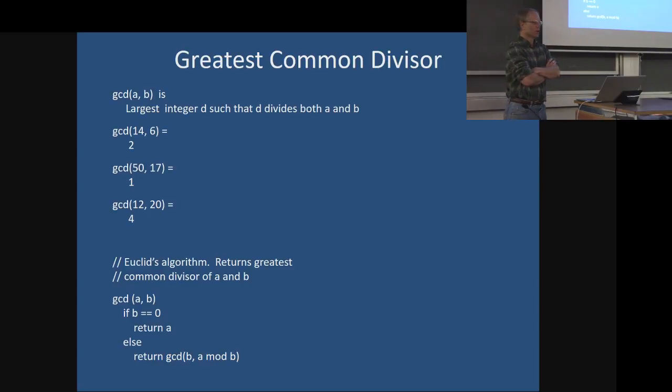Tail recursive. It's tail recursive because after the recursive call it doesn't do anything; it just returns the result. So it's trivial to turn that into a loop. It's not an inherently recursive thing.